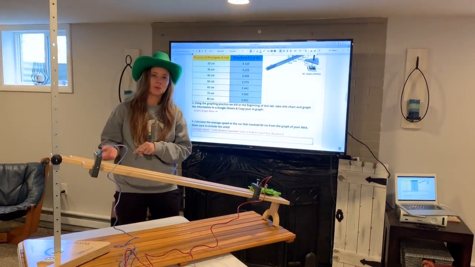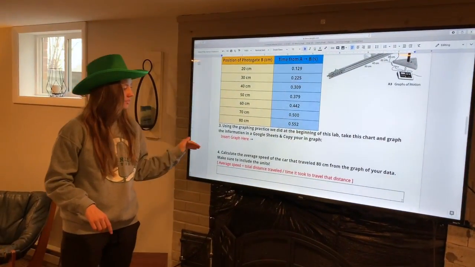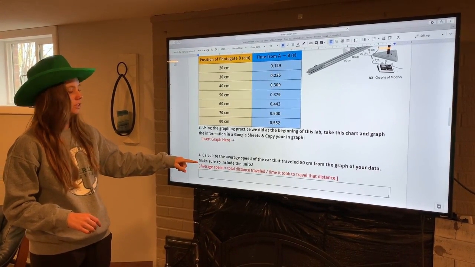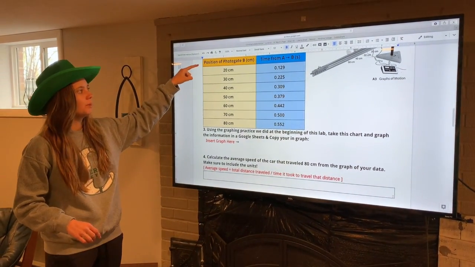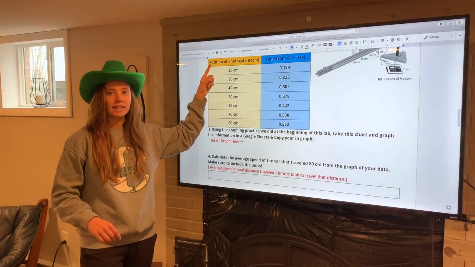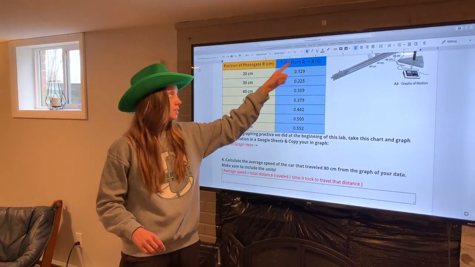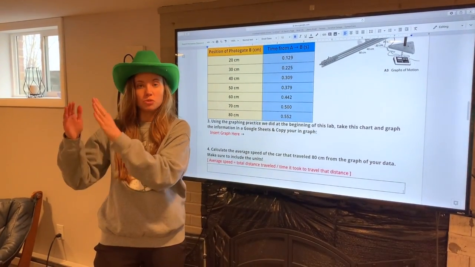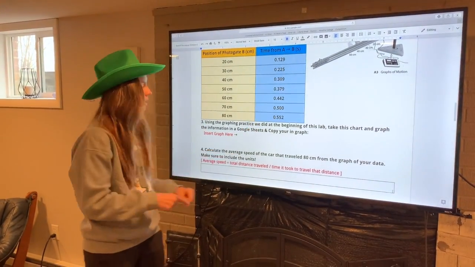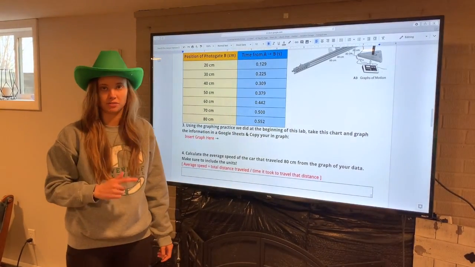Now that you guys have done your graphing, we're going to move on to calculating the average speed. Question 4 says, calculate the average speed of the car that traveled 80 centimeters from the graph of your data. Make sure to include the units. So you're going to look back up here, and all of this information is in your graph too. You have the position of the photo gate, that is our distance. And then you have the time from photo gate A to B, the time it took that car to move from one spot to another. So you're going to take your distance and divide it by your time. Looking just at this last row here, distance divided by time, gives your average speed.